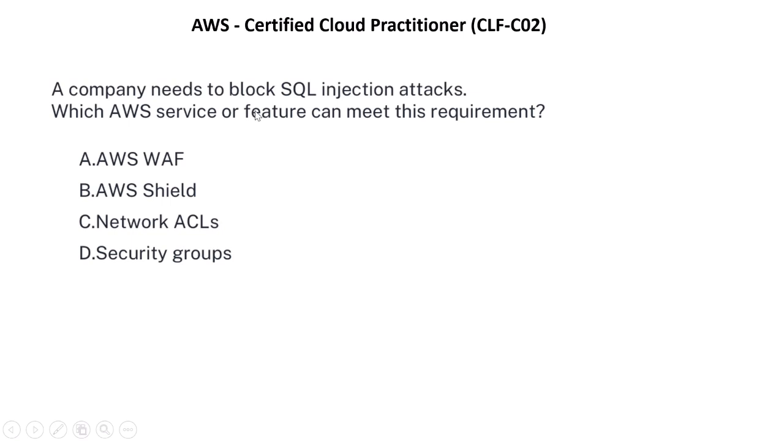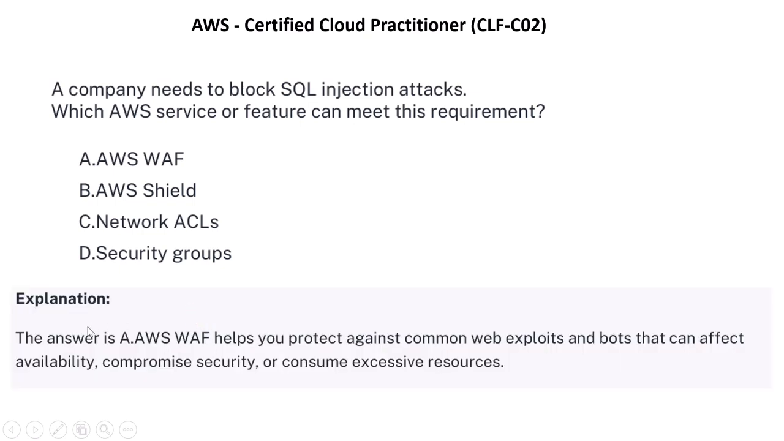A company needs to block SQL injection attacks. Which AWS service or feature can meet this requirement? Option A, AWS WAF. Option B, AWS Shield. Option C, Network ACLs. Option D, Security Groups. The right option is option A, AWS WAF.